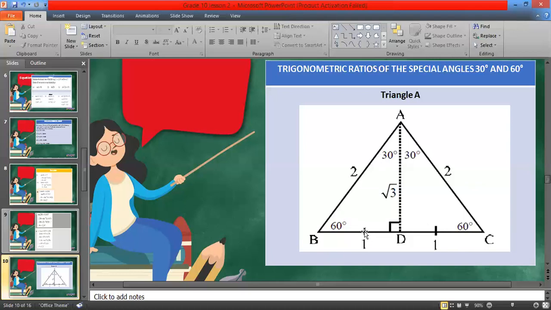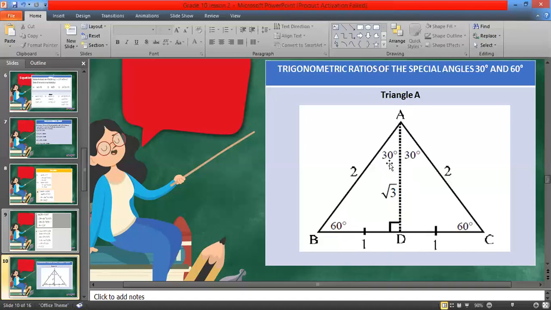So say you need to find tan 60 degrees now. Tan is opposite over adjacent. Our opposite is root 3, and adjacent is 1. So tan 60 degrees is root 3 over 1, which is basically root 3. I hope you understand. So tan 60 is root 3, or root 3 over 1.